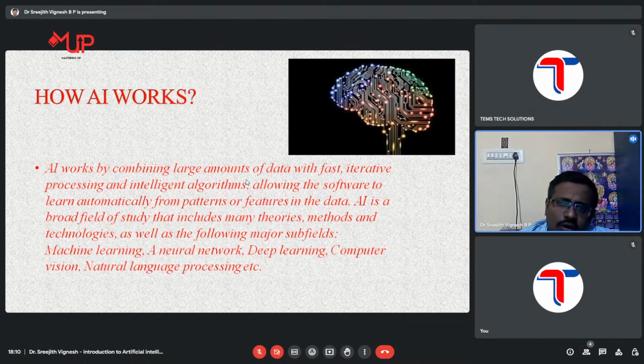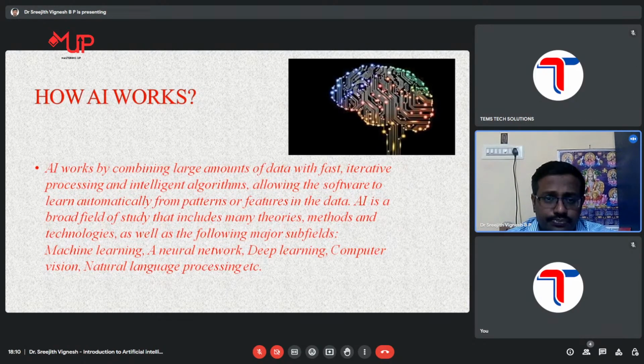There are n number of algorithms, and all those algorithms fall under two different types of learning models: machine learning and deep learning methods. And these methods are adopted as intelligent algorithms to find solutions for the problem. So AI is a broad field of study that includes many theories, methods and technologies, and some subfields include neural networks, deep learning, machine learning, computer vision, NLP, natural language processing, etc. All these are acting as a methodology wherein we will be able to find solutions for the problems that we come across.